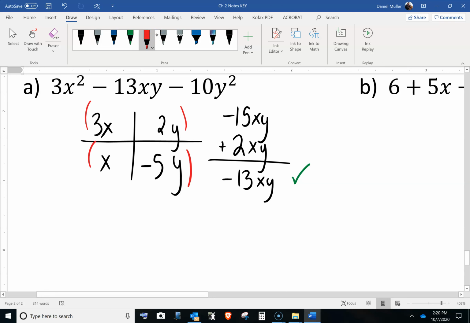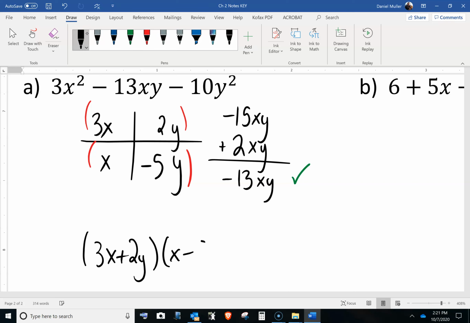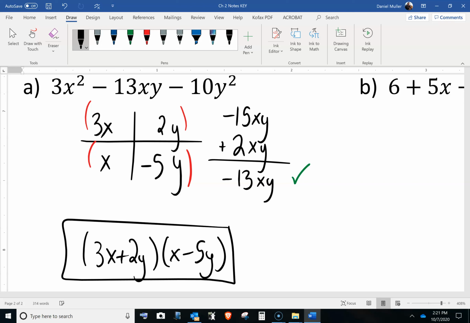So 3x plus 2y and an x minus 5y. So let's write that down: 3x plus 2y and an x minus 5y. I had to just cut the video there, so I don't actually know what I said, but the only thing that's different about this question is that there's a y and a y, which gets you a y squared. That's really the only thing that's changed.